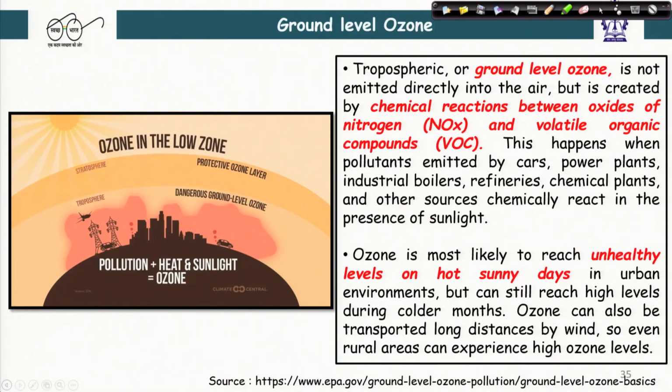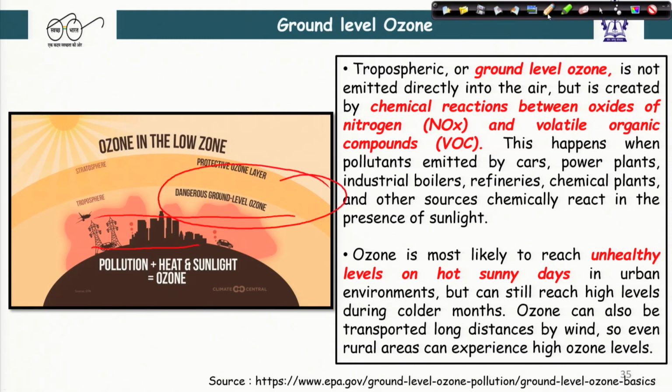Okay, so we'll continue talking about those air pollutant issues. We'll now focus on ozone. There are two types of ozone we are talking about. One is the ground level ozone, which is tropospheric ozone, and also the ozone in the stratosphere. Now, if you look at ozone as an air pollutant.